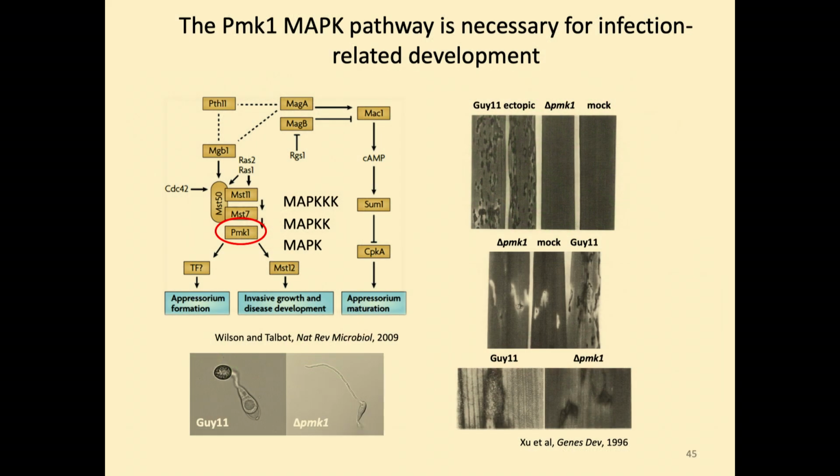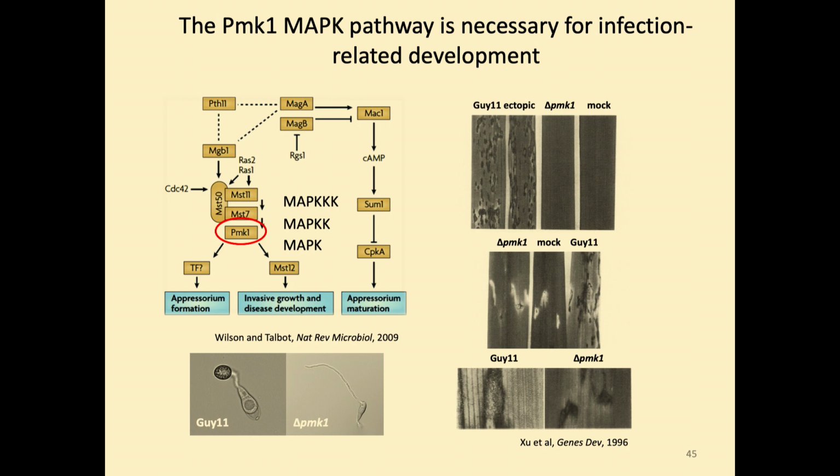So to do that, we went back to a pathway which we were really familiar with, but from another context. The pathway I told you about at the beginning, the PMK1 pathway. Remember I told you that PMK1 is absolutely essential for appressorial formation. If you delete this single MAP kinase, then you can't make an appressorium, you just get an undifferentiated germ tube.